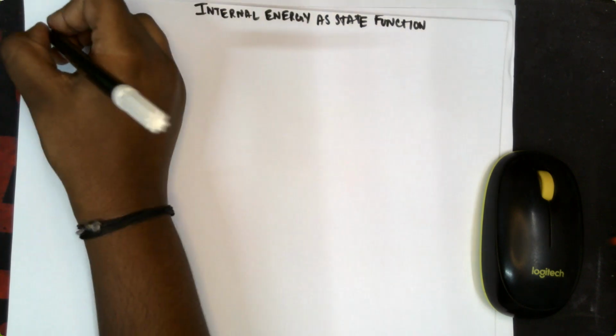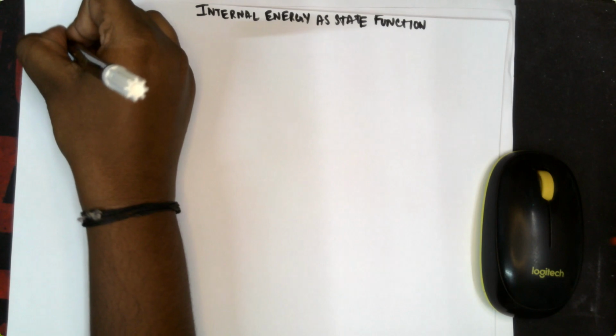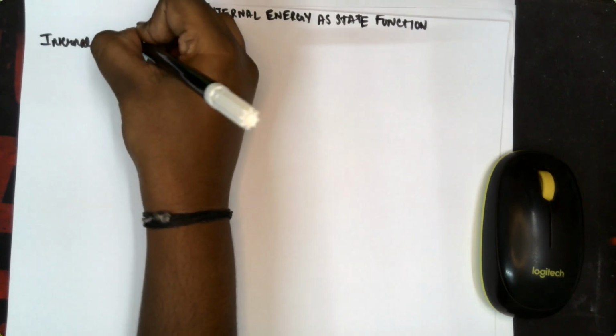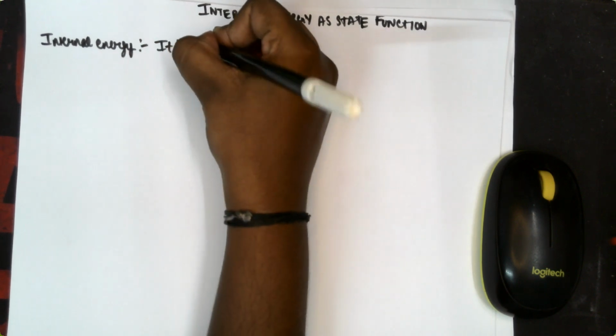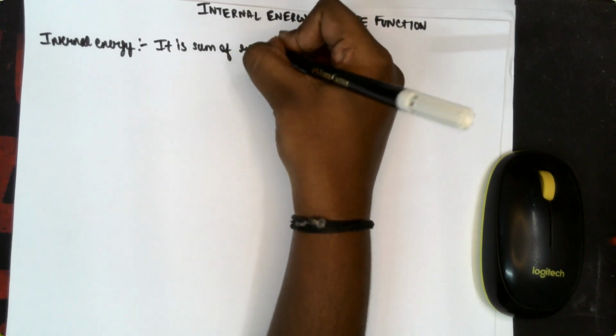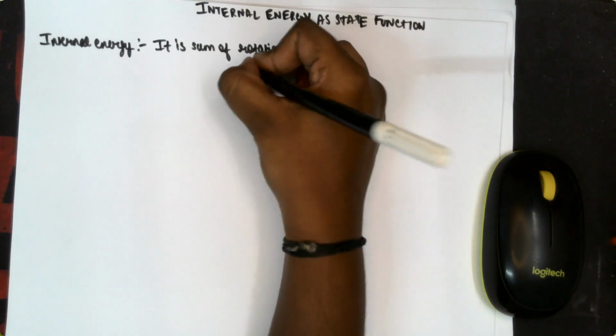Actually, this internal energy is the sum of translational energy, rotational energy, vibrational energy, electronic energy, etc. So it means it includes all types of energy within a system.